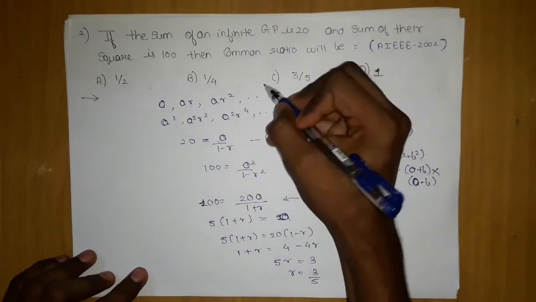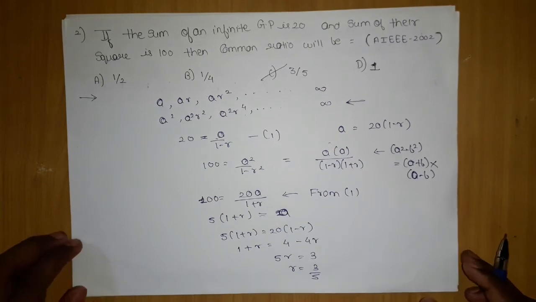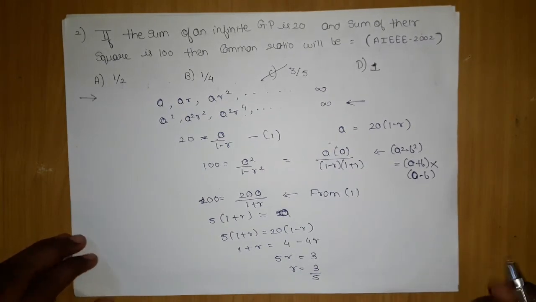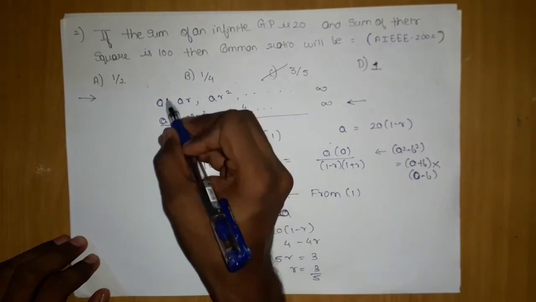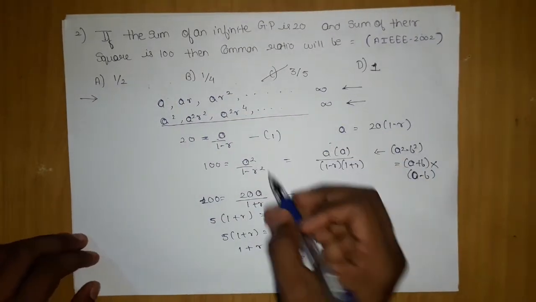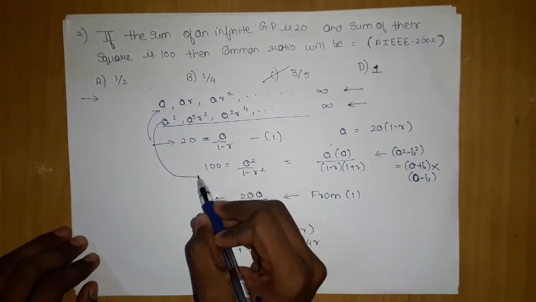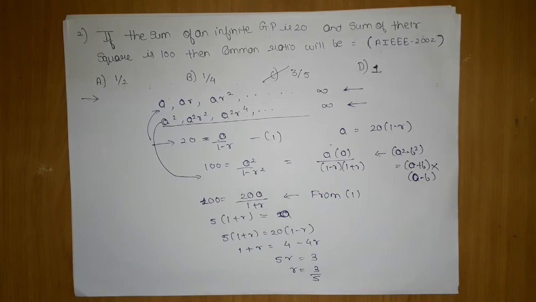Okay, so 3 is the answer. Hope you have understood each and every process, how we proceeded, how we created the square series, just squaring each and every term of the GP which you considered initially, and then taking the conditions as per the first series and as per the second series, and then using the first equation and solving it.